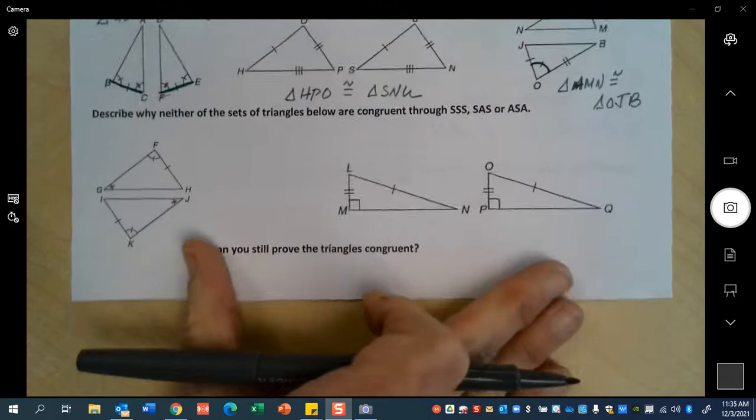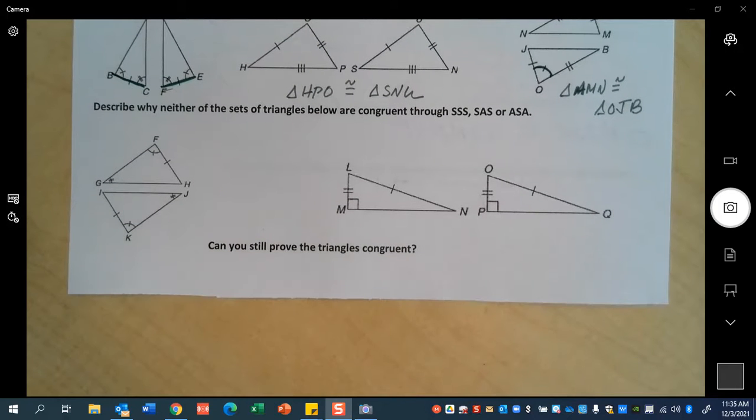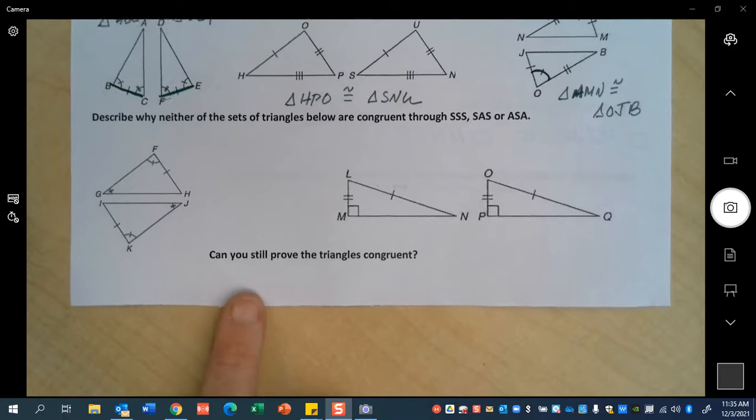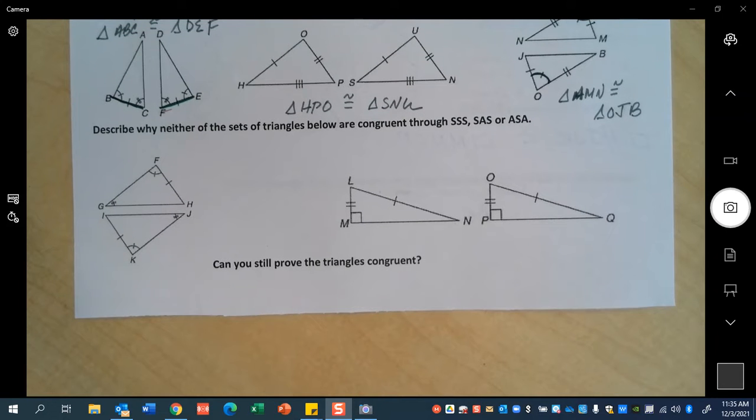All right, so here's an important conversation that I want you guys talking about. Neither of these two sets of triangles below can be proven congruent by side, side, side, side, angle, side, or angle, side, angle. Is everybody okay with that statement? Yes. You can't do it with the information given.